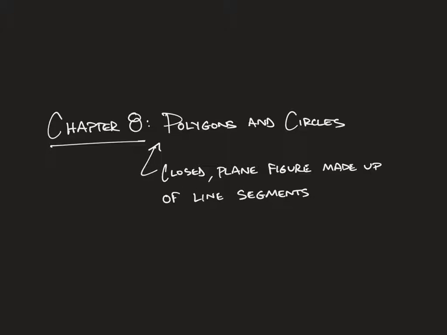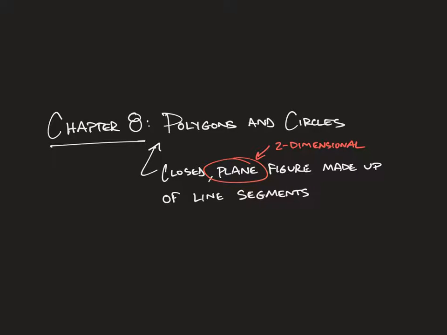Working definition we'll use for polygon is a closed plane figure made up of line segments. Closed means it's closed, it's not open. Let's go ahead real quick here and talk about what this means. Plane means plane or flat. It's going to be two-dimensional. And made up of line segments.